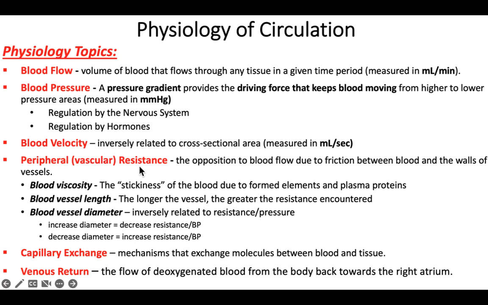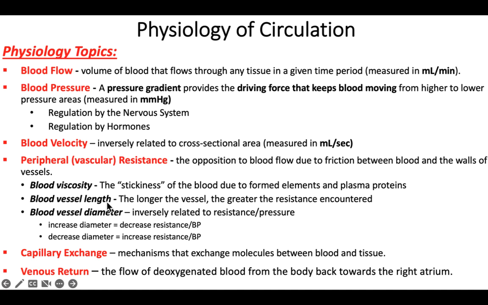Peripheral or vascular resistance is the opposition to blood flow, due to friction. The more opposition there is, the higher the pressure has to be. So if there's anything that affects resistance, maybe you have atherosclerosis in your arteries, or maybe you have thicker blood because you have too many red blood cells, that can cause a higher resistance and can lead to higher pressure. So viscosity or thickness of blood increases resistance. Blood vessel length.